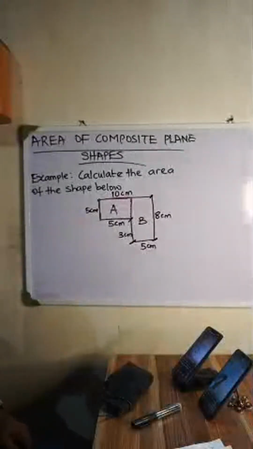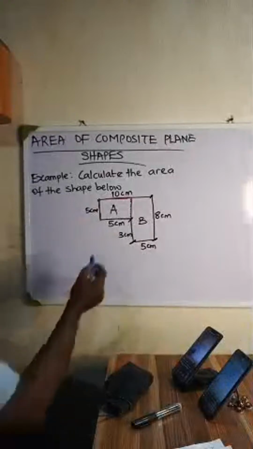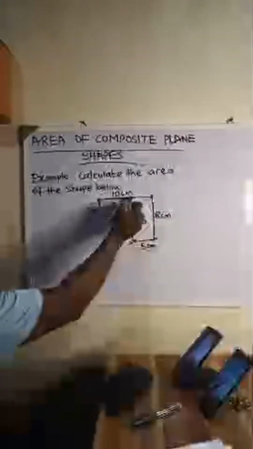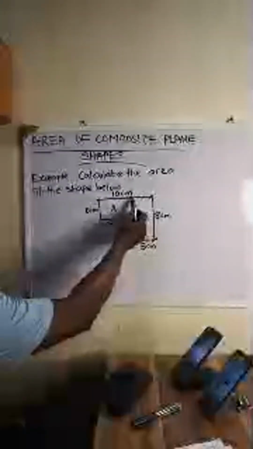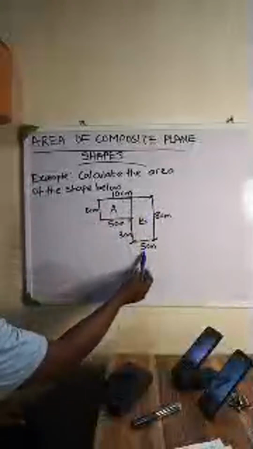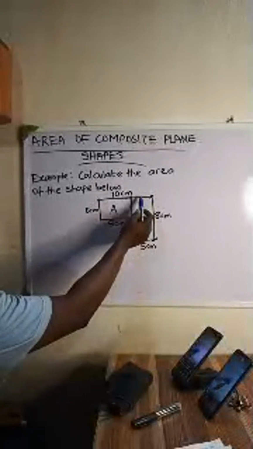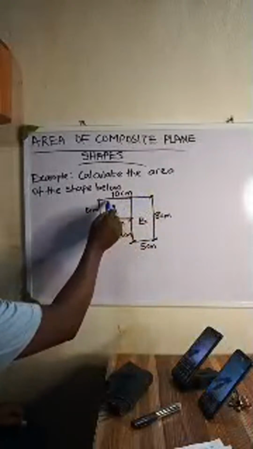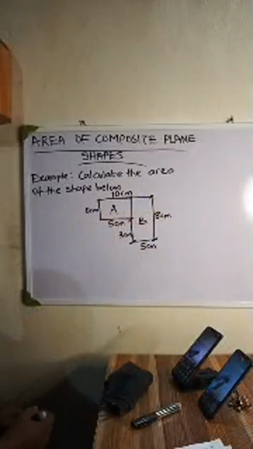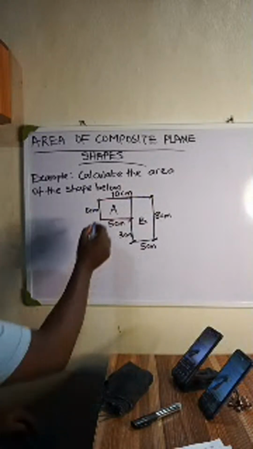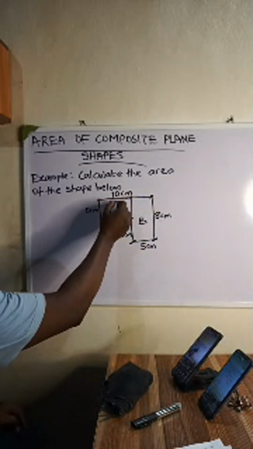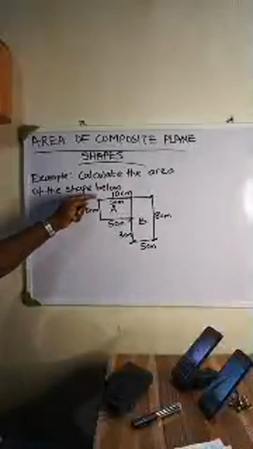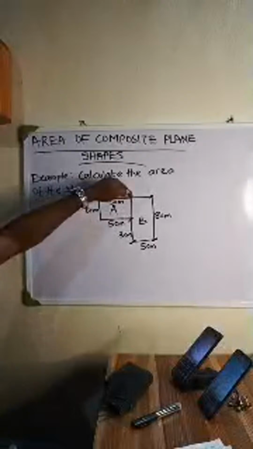Right? Also, we know that the boundary of shape A and shape B is at this point. That means this length is not part of shape A. So we know that here is 5, therefore here is 5. If here is 5 and this distance from here to here is 10, that means here to here is going to be 5 centimeters. That means here is also 5 centimeters. So we can see that shape A is a square. Here is 5 centimeters, here is 5 centimeters.